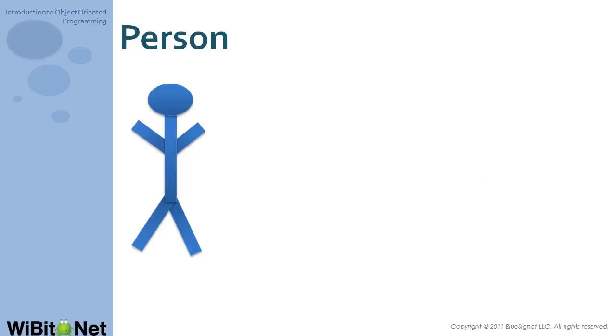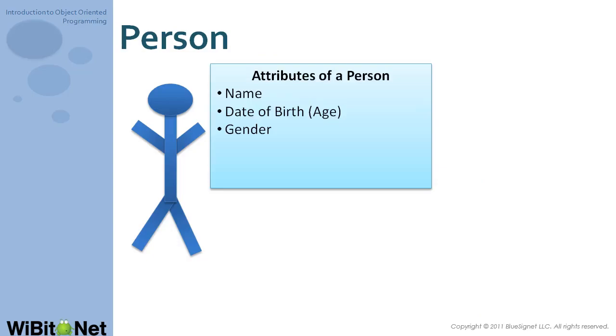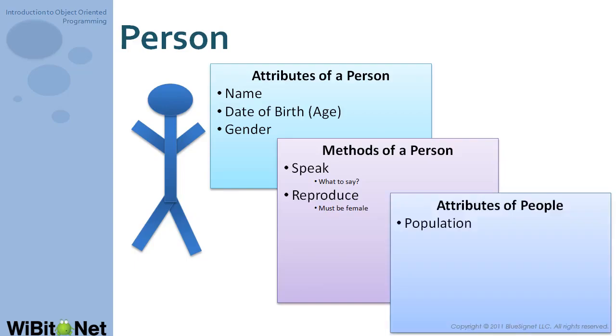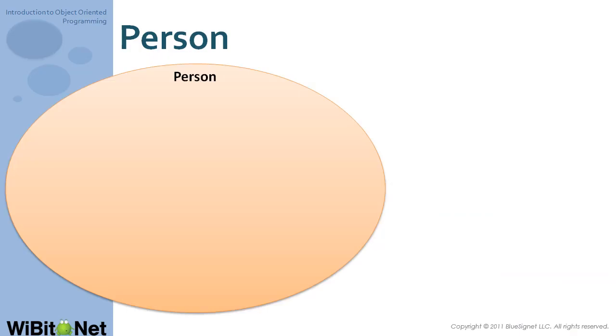Nice. So in this case we have a person concept. We have a person class, some definition of what a person is. And a person has attributes. They have a name, a date of birth, which implies an age, and a gender. We also have methods of a person, like speak and reproduce. And some of these have considerations in the methods, like, for example, to reproduce, the person must be female. There's also attributes of people as a whole, like population, for example, which we've discussed already. So here's our little person bubble.